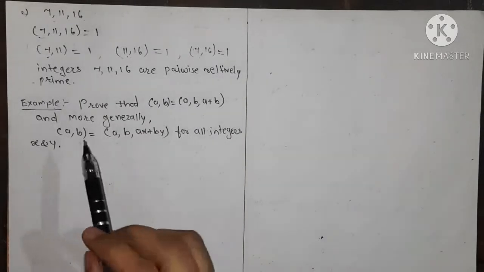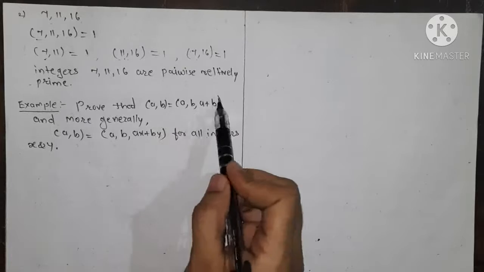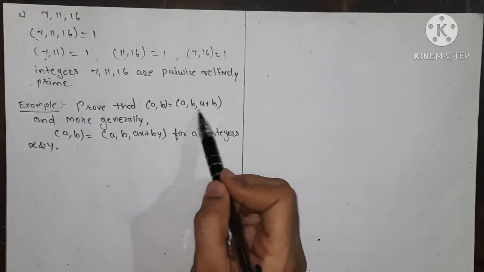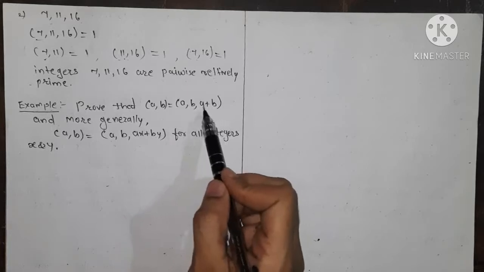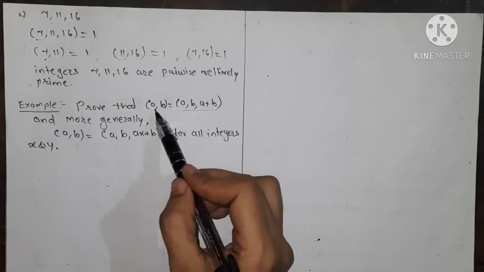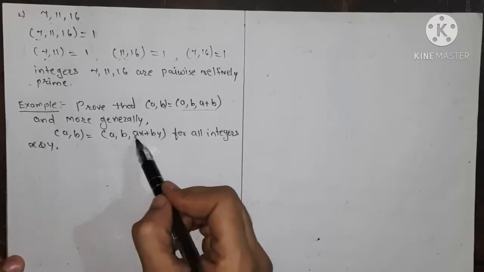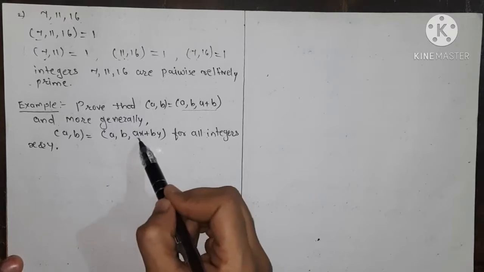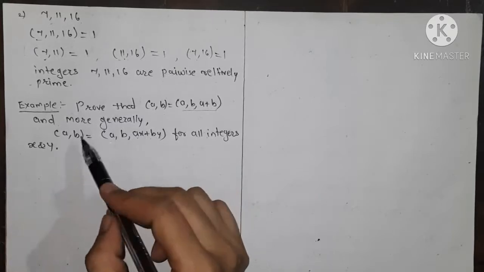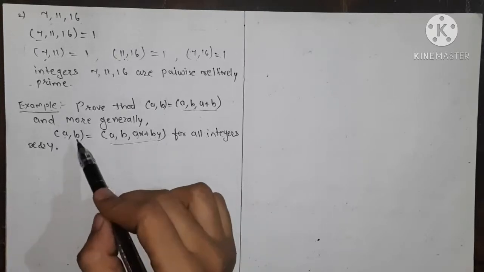Now let's see the example. We have to prove that the GCD of a, b is equal to the GCD of a, b, a plus b. That is, if we have three integers and the third one is the sum of the first two, then the GCD is the same as the GCD of a, b. Or in general, if we write a combination of a and b, that is ax plus by, for all integers x and y, then the GCD of these three integers is the same as the GCD of a, b.